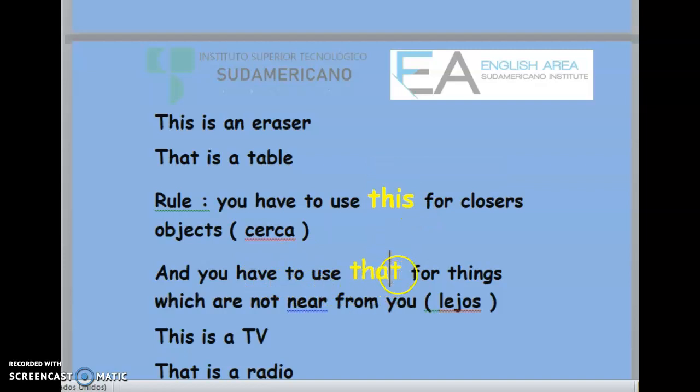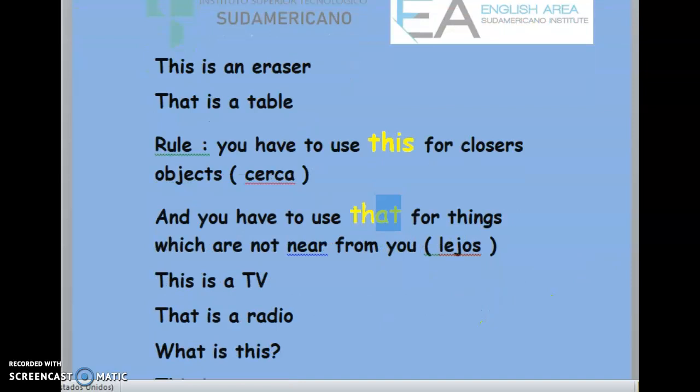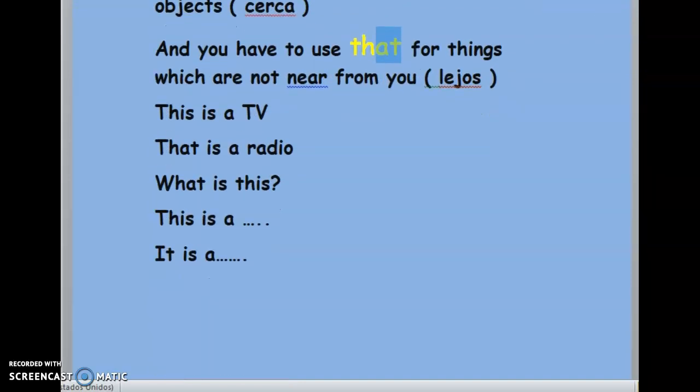And you have to use that for things which are not near from you. Objetos que están lejos, ¿ok? Porque decimos ese, no podemos tener un objeto cerca y decir ese computador, entonces se escucharía mal, ¿verdad? That's it, and we are going to practice.